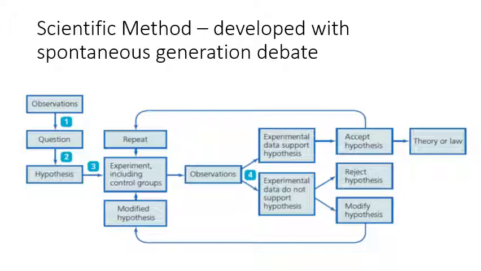So we'll go over the scientific method really quick because it was developed formally during this debate over spontaneous generation. In the scientific method, you start with observations about the natural world. Those observations spark your curiosity and you end up with a question that you want to have answered about what's going on. Then you make a hypothesis, which is a possible answer to that question.